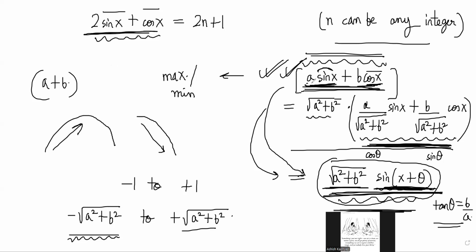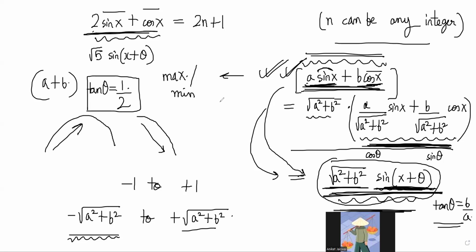So now, if a was 2 and b was 1, I can write this as root 5 sine of x plus theta, right? Where theta is such that tan theta is equal to b by a, which is 1 by 2. Correct? Yes, sir. So what is the maximum value of this expression?